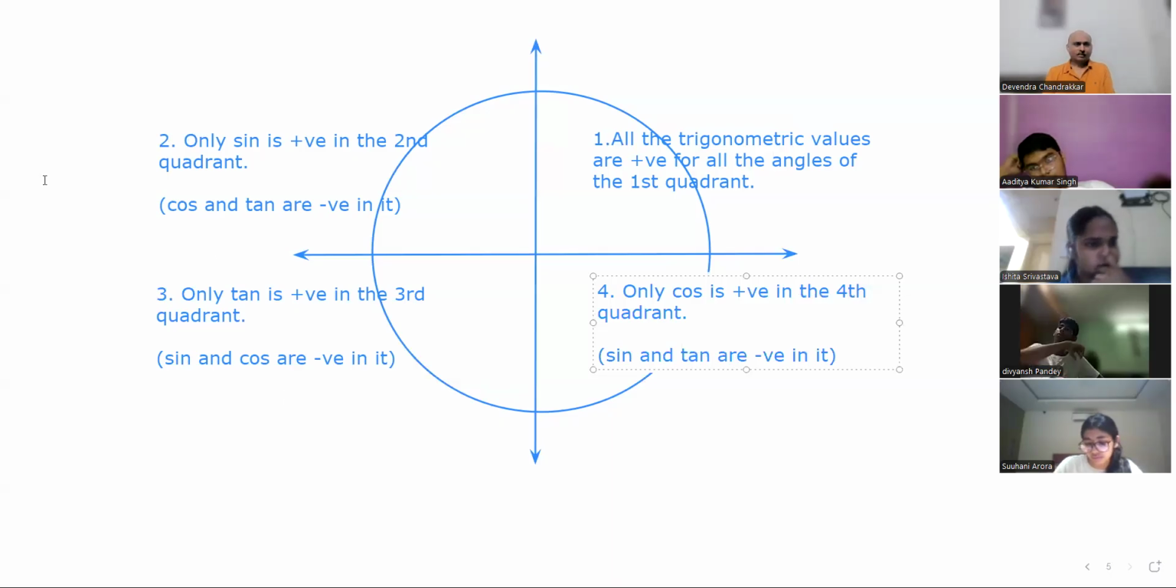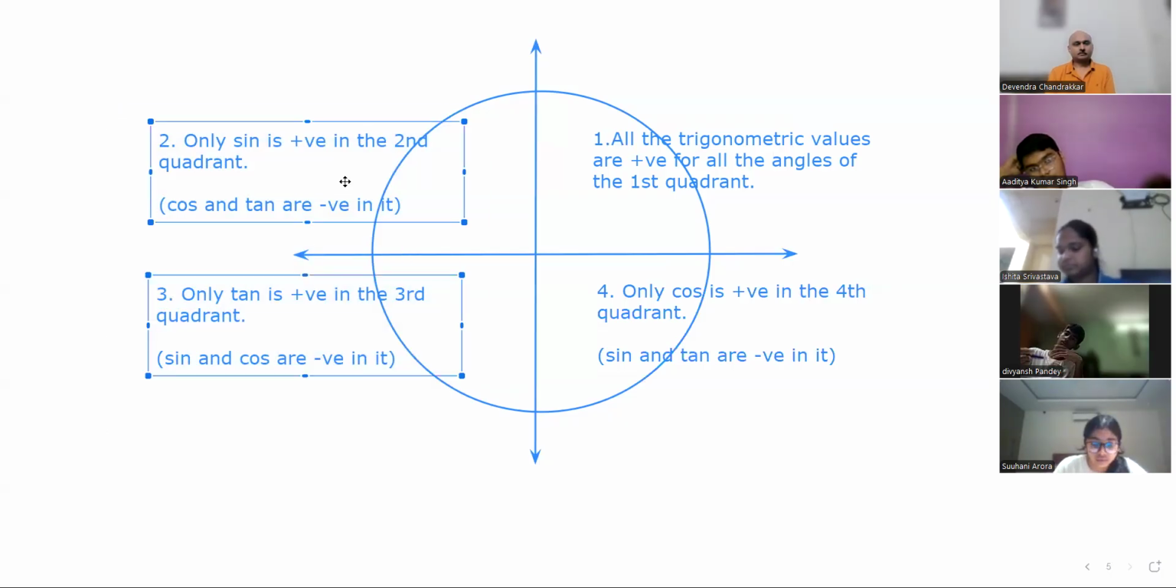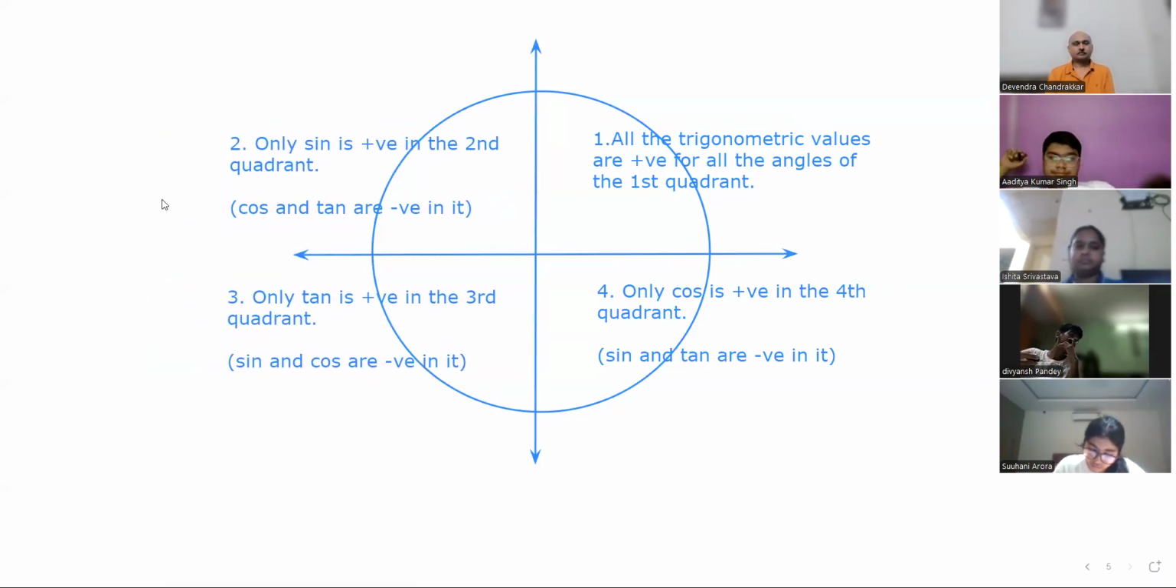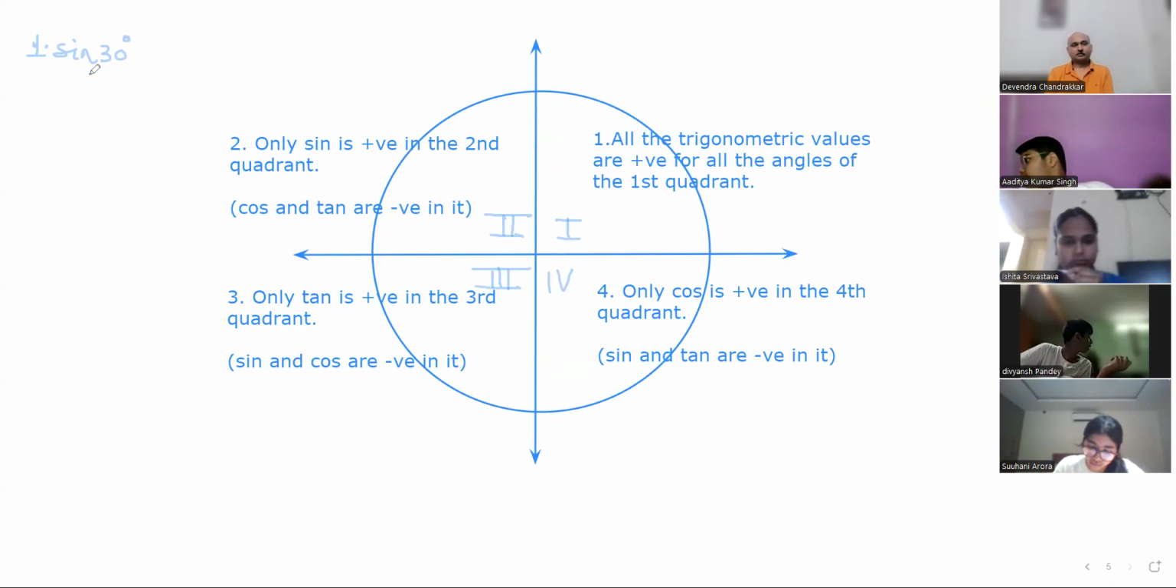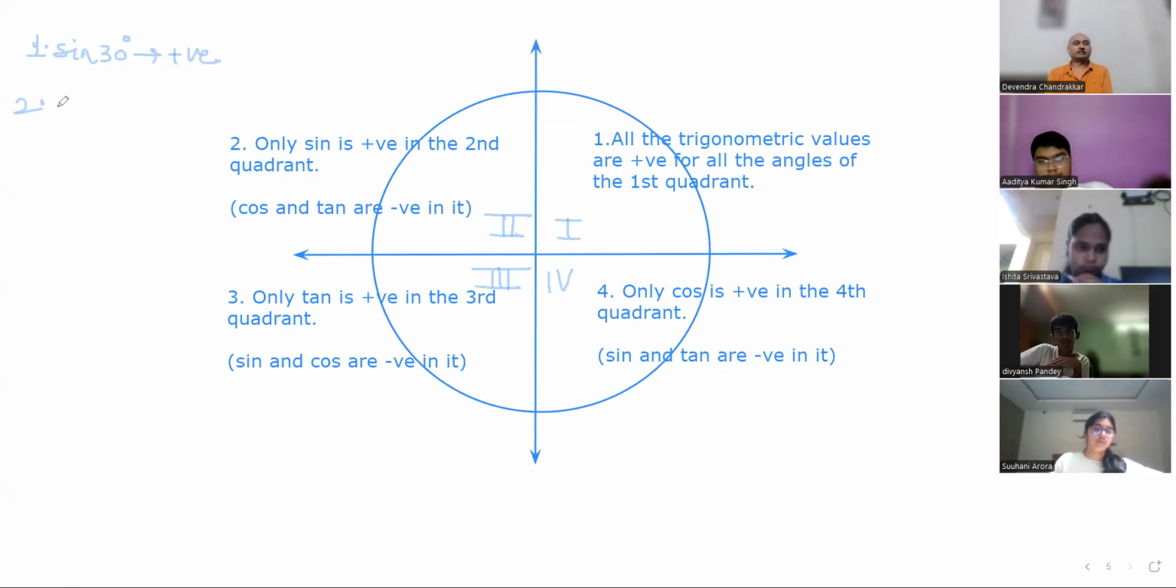So a quick exercise for all of you. You have to mention whether these are positive or negative. For example, sine of 30 degrees. इशिता जी बताइए 30 डिग्री कौन से क्वाड्रेंट में लाई करता है बेटा? फर्स्ट क्वाड्रेंट. फर्स्ट क्वाड्रेंट में साइन पॉजिटिव है कि नेगेटिव है बताओ? पॉजिटिव. पॉजिटिव है, तो इसको ऐसे लिखना है पॉजिटिव. So this is the exercise which you have to do for all the angles, right?